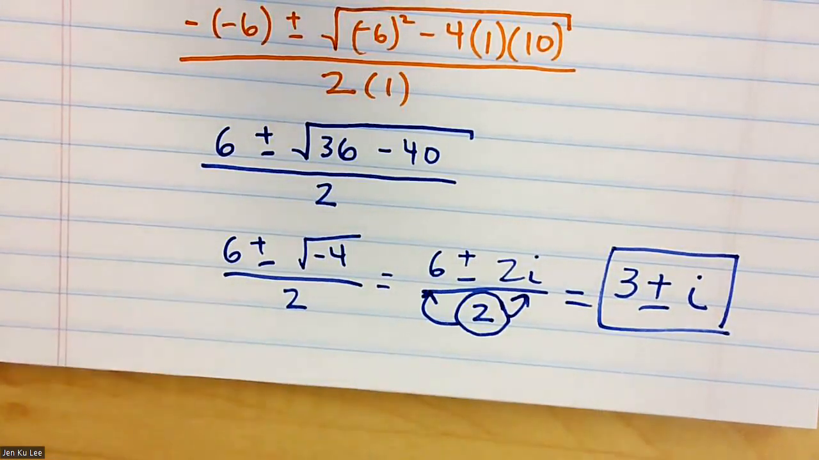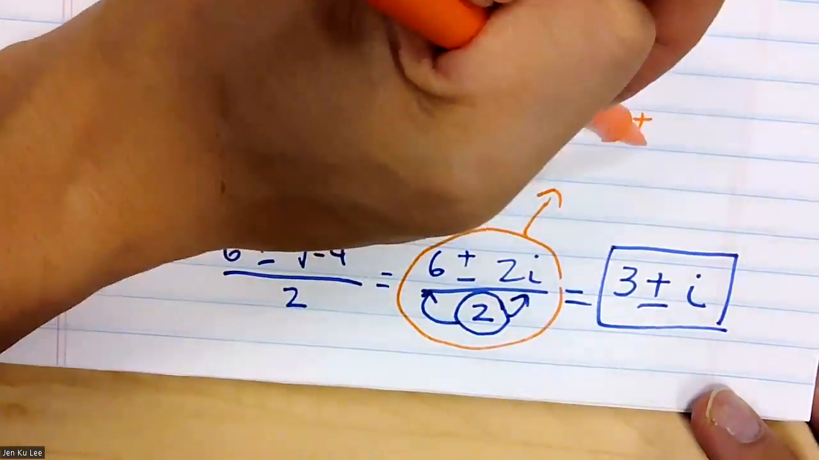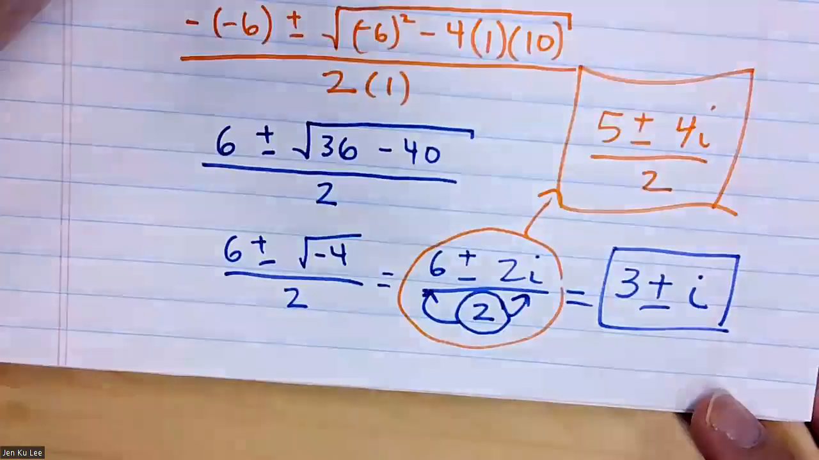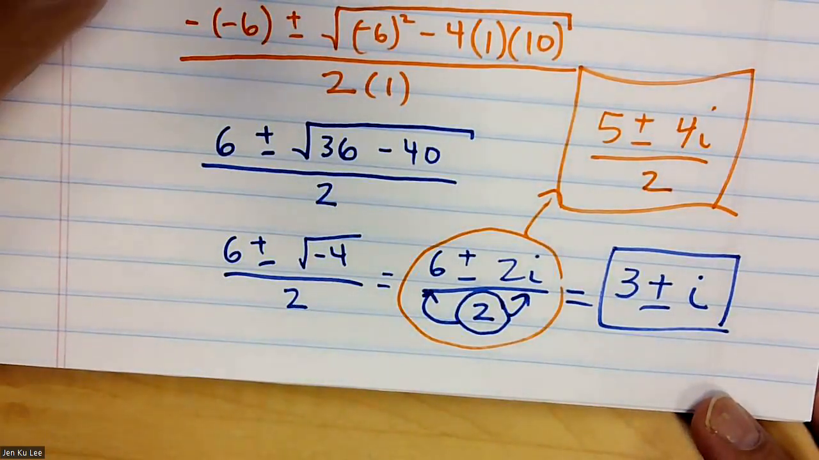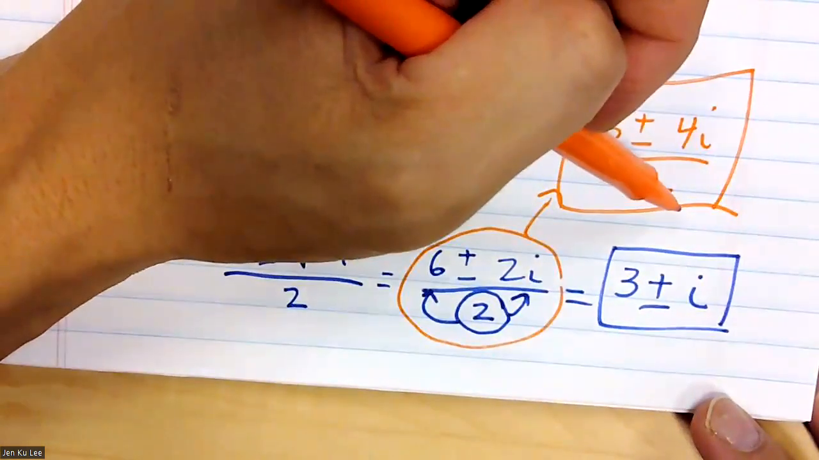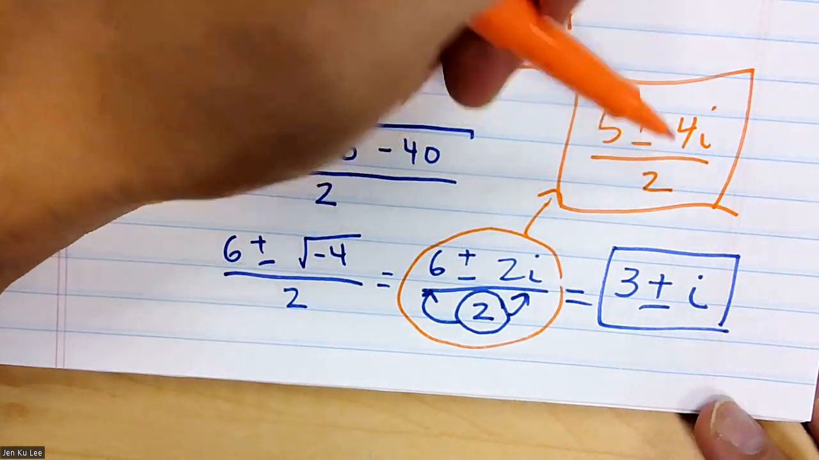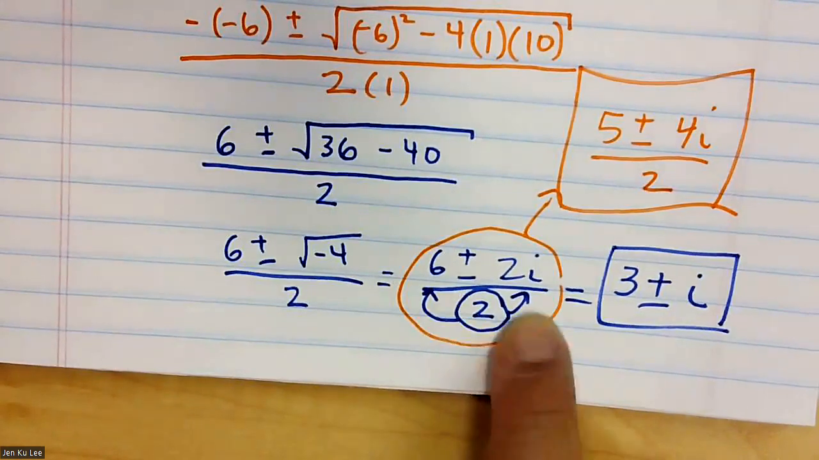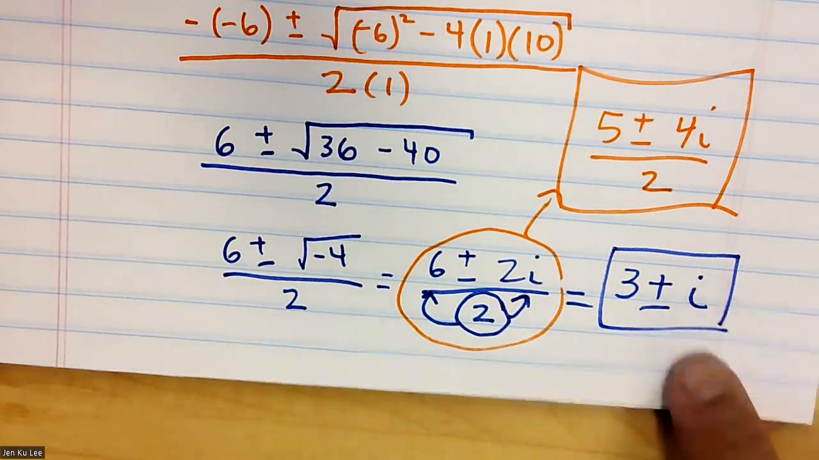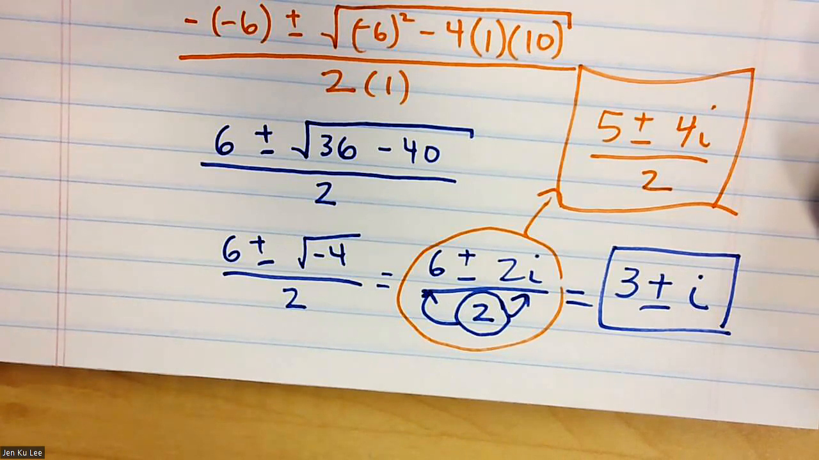That make sense? If it doesn't go in cleanly, class, just leave it like this. Meaning, if this answer was, let's say, 5 plus or minus 4i over 2, I would just leave it like this, because the 2 doesn't go into 5 cleanly. But since this 2 goes into 6 and 2i, it cancels out. That's your answer. Okay? Cool? Questions?